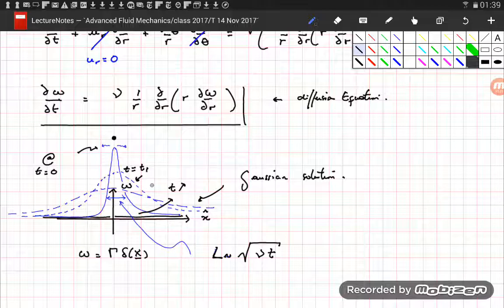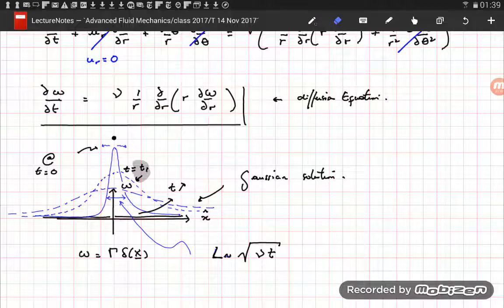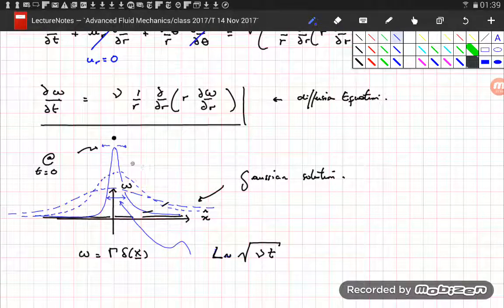This here is, sorry, that one. Let me just start it again. Now write this in blue. This here is time equals t1. This here is time equals t2. And this here is time equals t3.